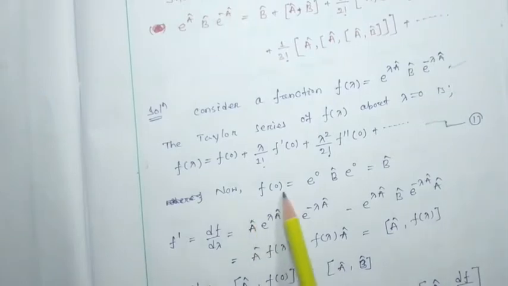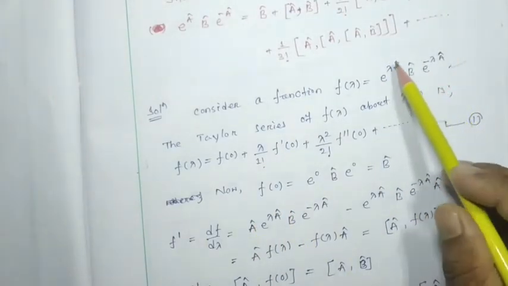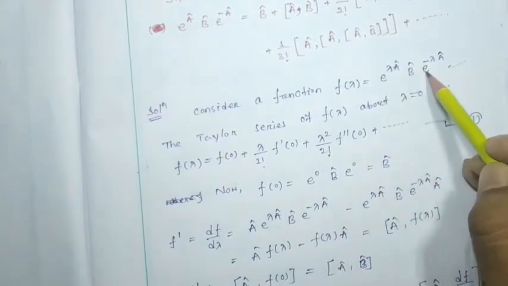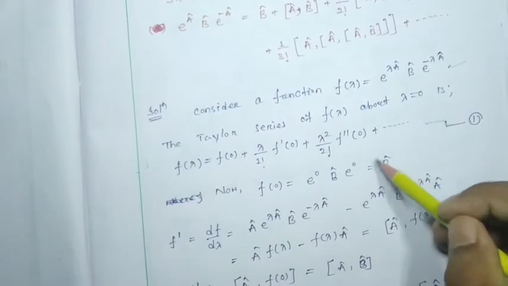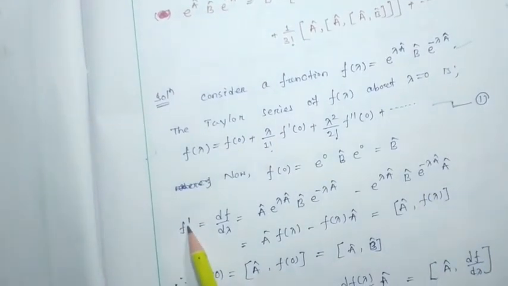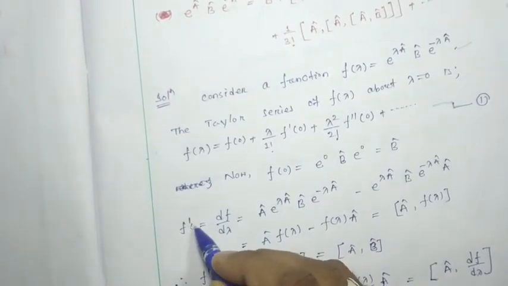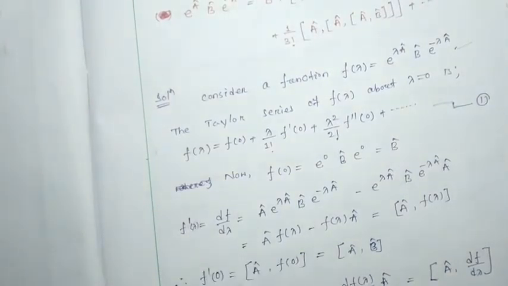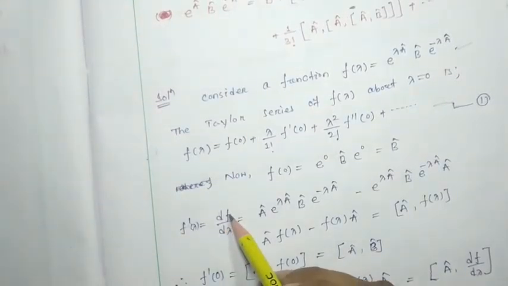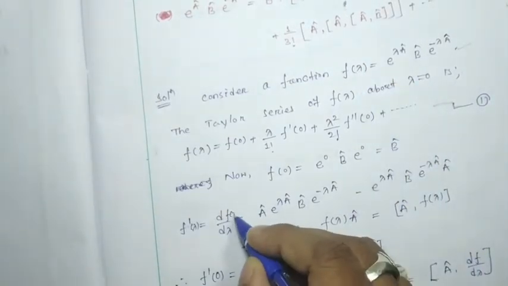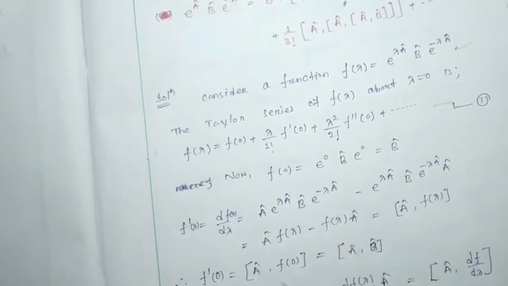Now f of 0, the f function we have taken as this much, so f of 0 will be b cap, because e to the power 0 equals 1. Now we have to consider f dash lambda and f double dash lambda. Okay, f dash lambda will be nothing but del f by del lambda, that is d f lambda by d lambda, since this is a function of lambda.